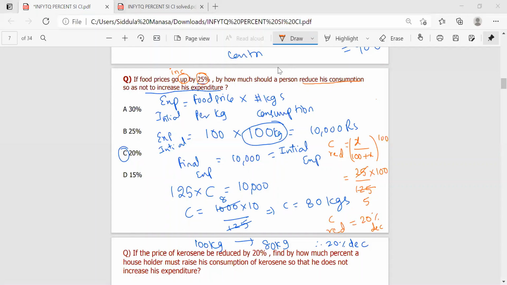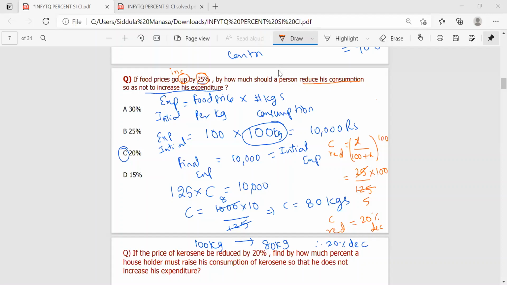So quickly respond in the chat box. Is the formula method clear? Yes. Yes. So can I move to the next slide, students? Can I move to the next slide?